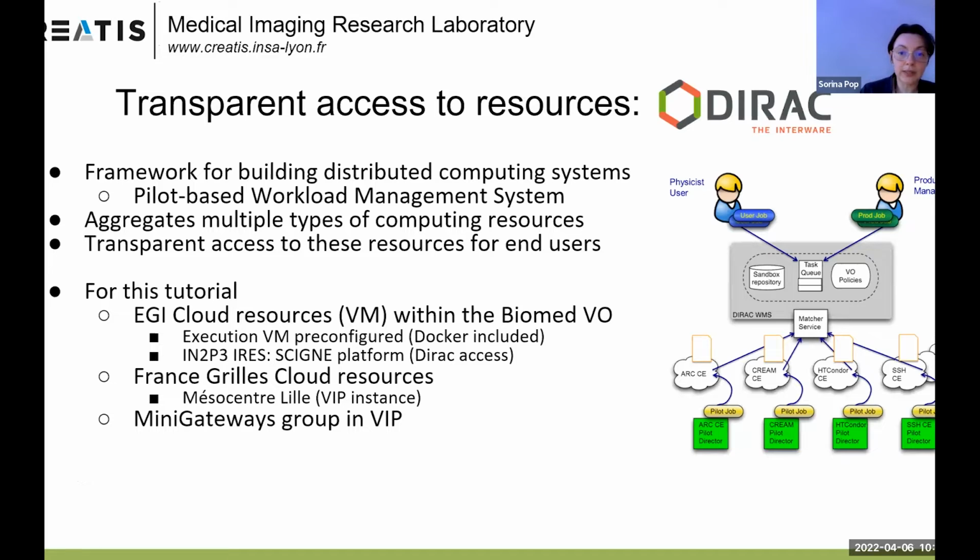And how do we access all these heterogeneous resources? Well, we mainly rely on DIRAC. DIRAC is an interware. It's a piece of software that allows us to use multiple types of computing resources in a transparent way. So on the right-hand side, you have a picture with the users on the top and the computing resources at the bottom. And this is what DIRAC does. Actually, it will take tasks from the user and it will match them on an available computing resource. And this is done in a transparent way. It's quite magic for the end user.